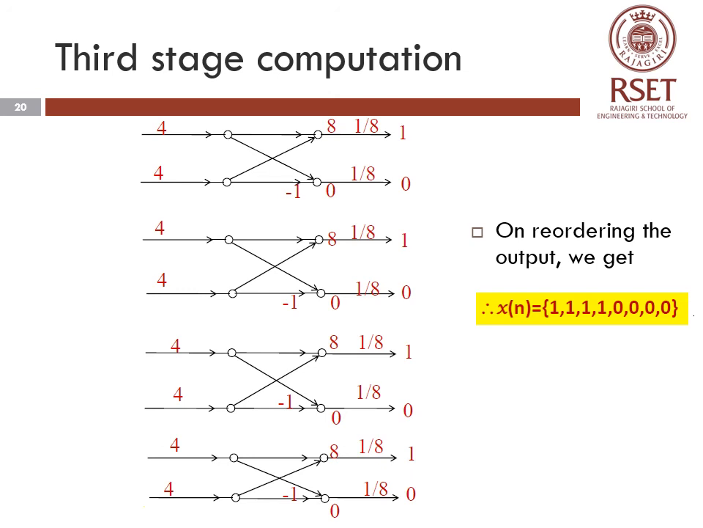Okay, now from the equation for inverse DFT we have a 1 by N term, so we have to multiply by 1 by 8. Okay, and we get the output of the final stage as 1, 0, 1, 0, 1, 0, 1, 0, and since this output is bit reversed, we have to reorder, and on reordering we get the final output as x of n is equal to 1, 1, 1, 1, 0, 0, 0, 0.